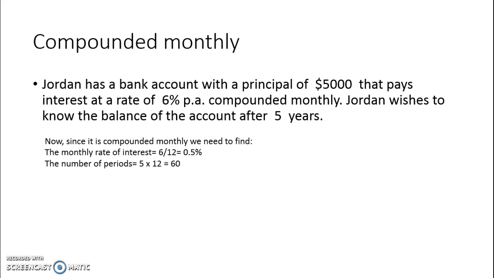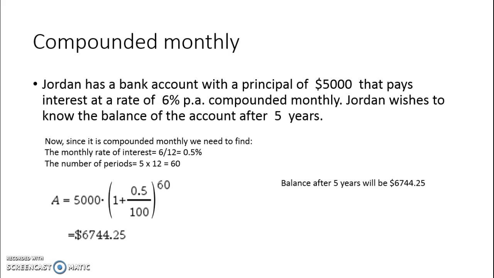Now, number of periods. Since it's compounded monthly, we'll have to get the interest every single month. And in 5 years, we have 60 months. So that means my N, or my period, is 60. Again, same formula. Substitute the values in. Principal is 5,000, N is 60, rate of interest is 0.5, and calculate. Now the answer should be 6,744.25. Therefore, the balance after 5 years will be $6,744.25.